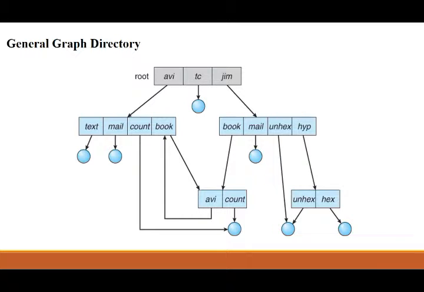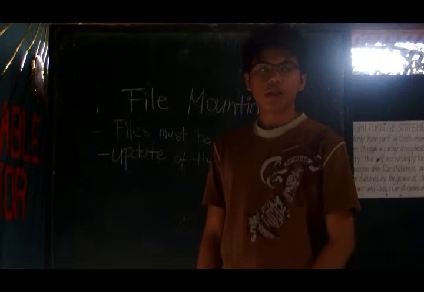Second, a search algorithm can go into an infinite loop. One solution is to not follow links in the search algorithm, or not to follow symbolic links, and only allow symbolic links to refer to directories. So, file mounting.